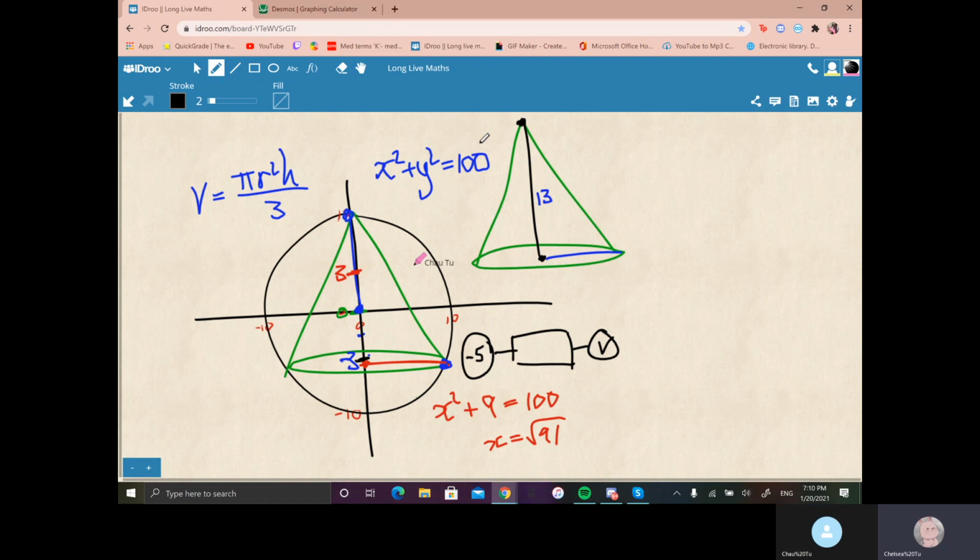Volume is pi times the square root of 91 squared. Oh, no, just 91, because the square and the square root cancel out. So pi times 91 times the height, which is 13, over 3. So pi times 91 times 13 over 3, whatever it may be.